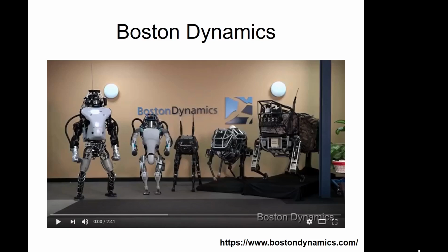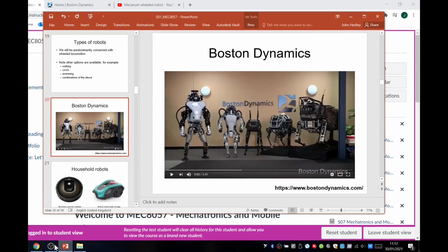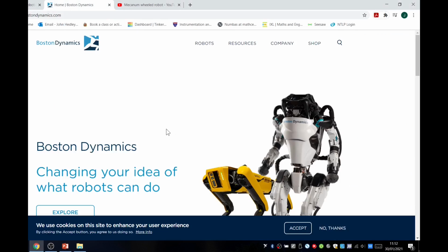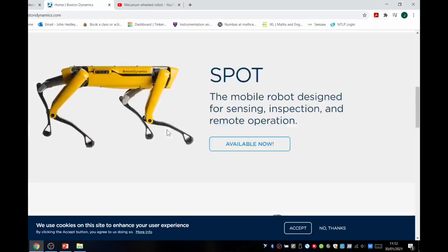Okay, so if you mention the word robotics, what do you think of? Well, this is probably the first image that comes to mind, something like this. This is essentially the state of the art in the world today. This is a spin-out company from MIT called Boston Dynamics. If we just go onto their website, these are the kind of robots they develop.